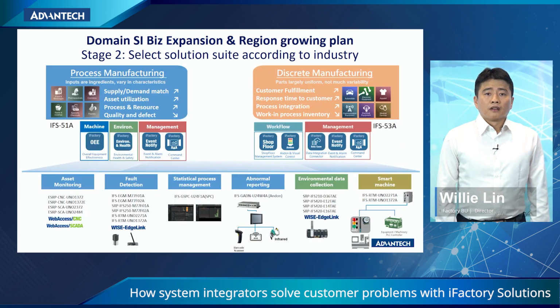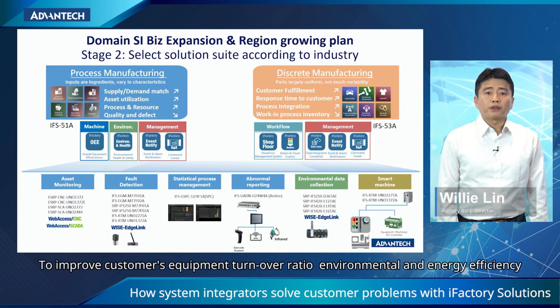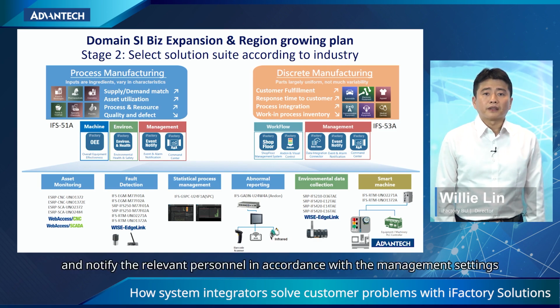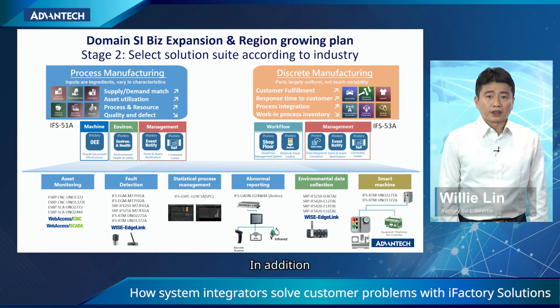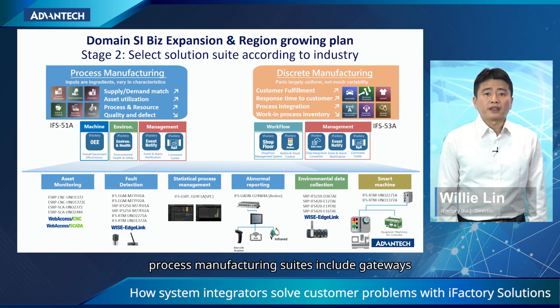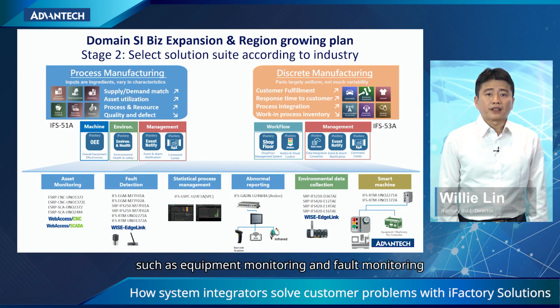expectations. For process manufacturing, iFactory provides the IFS 51A solution suite to improve customers' equipment turnover ratio, environmental and energy efficiency, and notify the relevant personnel in accordance with the management settings. In addition, process manufacturing suites include gateways such as equipment monitoring and fault monitoring, vibration sensor monitoring, etc.